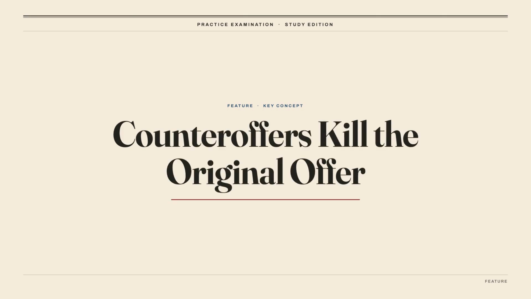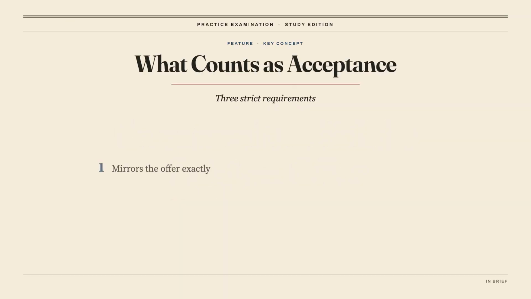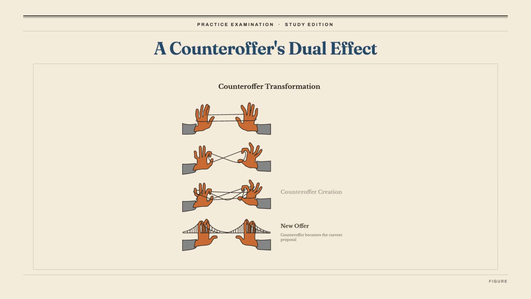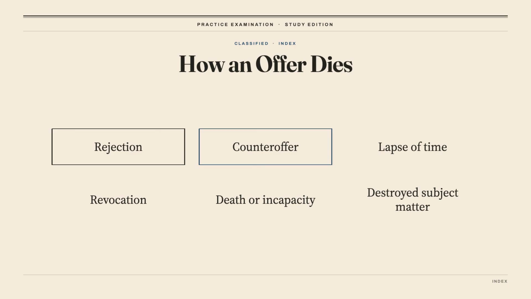An offer gives its recipient a power to accept, but that power belongs only to them and only for as long as the offer survives untouched. Acceptance must mirror the offer exactly, be unqualified, and be communicated. Change even one term and you haven't accepted anything at all. A counteroffer does 2 things in one move. It kills the offer it responds to, and it replaces it with a new proposal, flipping who holds the power to accept. Counteroffer is just one of several ways an offer terminates.